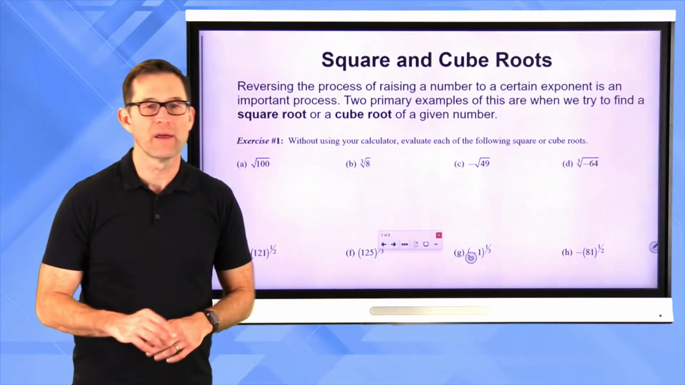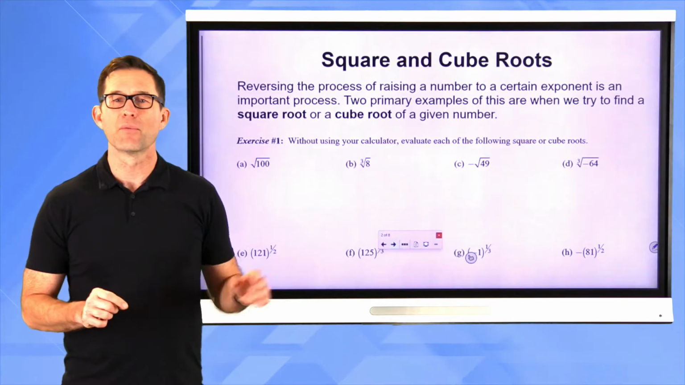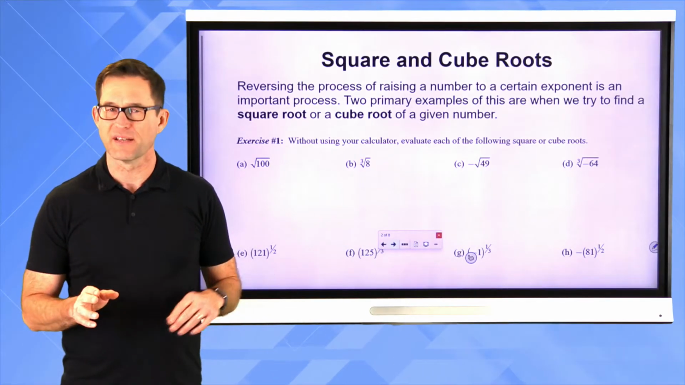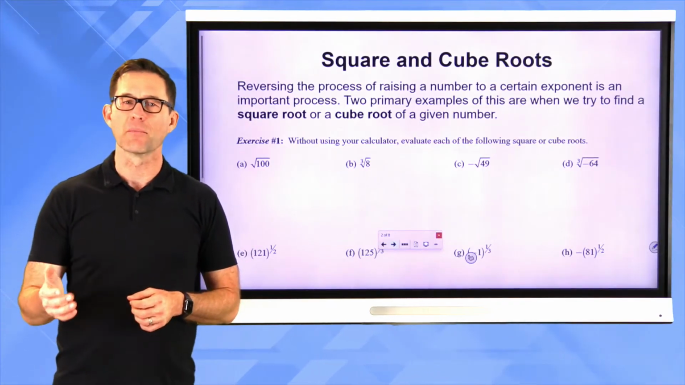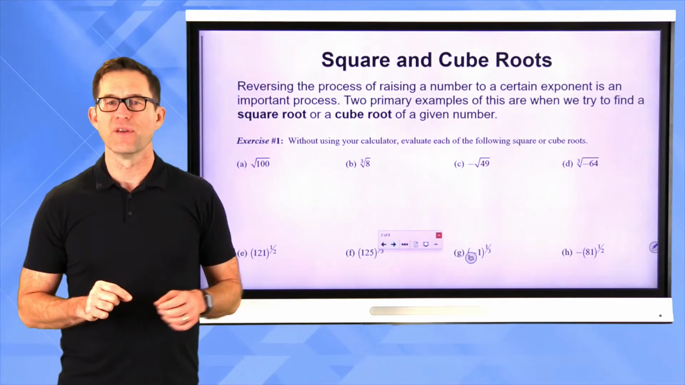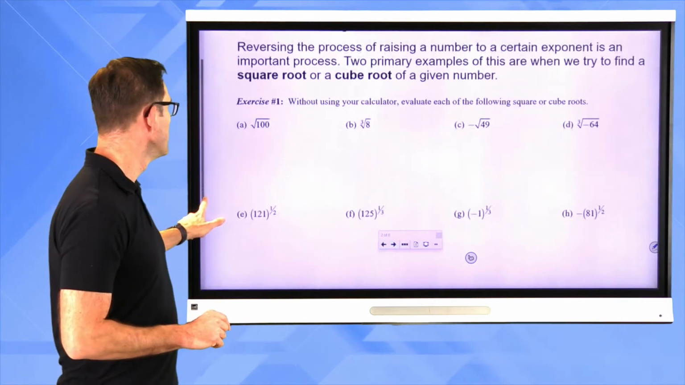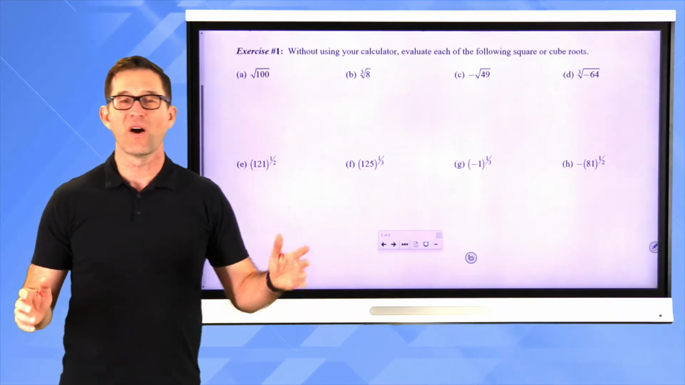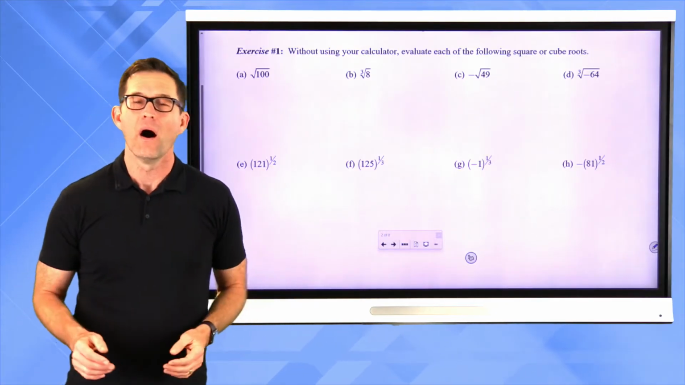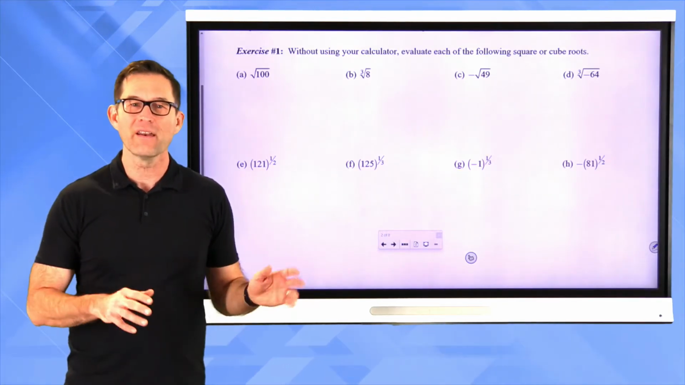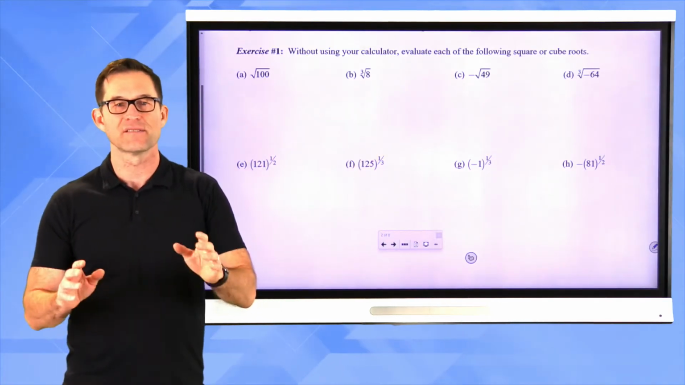All right, let's jump right into it. Square and cube roots. Reversing the process of raising a number to a certain exponent is an important process, and that's what square roots and cube roots do. They reverse the squaring process and the cubing process. Two primary examples of this are when we try to find a square root and a cube root of a given number. The whole idea behind square roots and cube roots, they're kind of like logarithms, is that we are always trying to find a number that when squared gives us 100, or that when cubed gives us 8, etc.